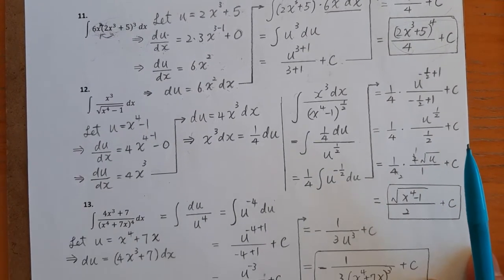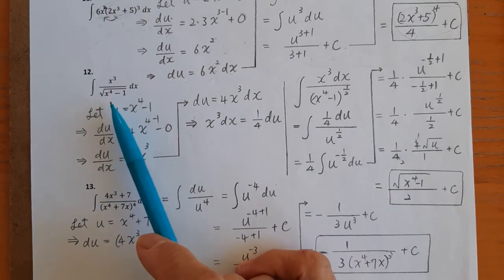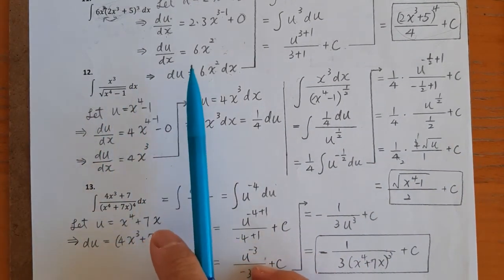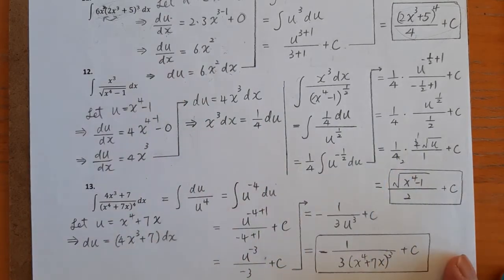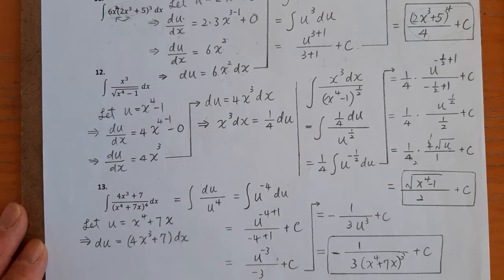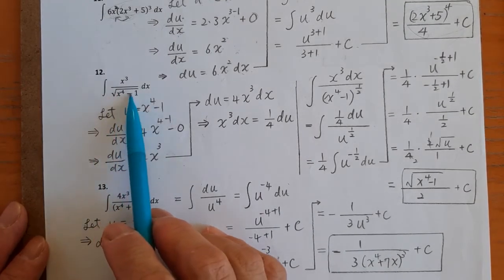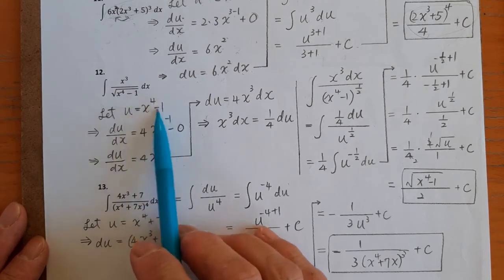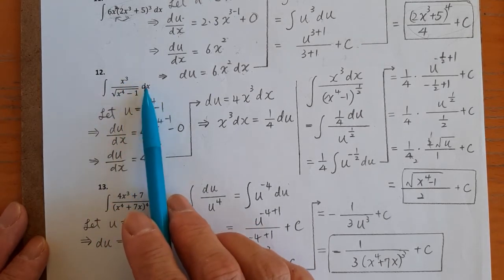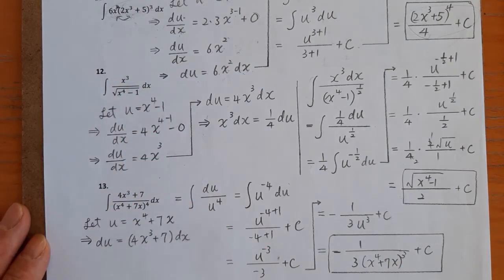Question 12. Integral of this. Also, we do integration by substitution, u-sub. We let u equal x to the power 4 minus 1, because if I take the derivative, I get x cubed. I can get x cubed dx. Then I can substitute.